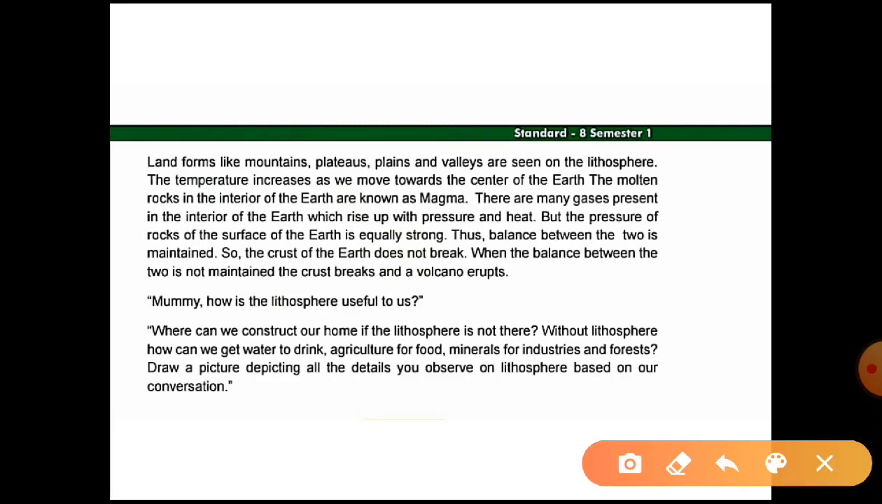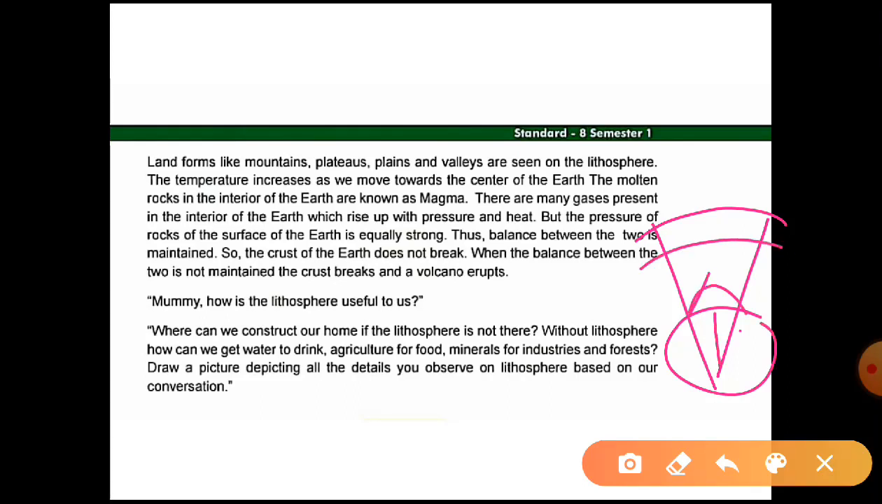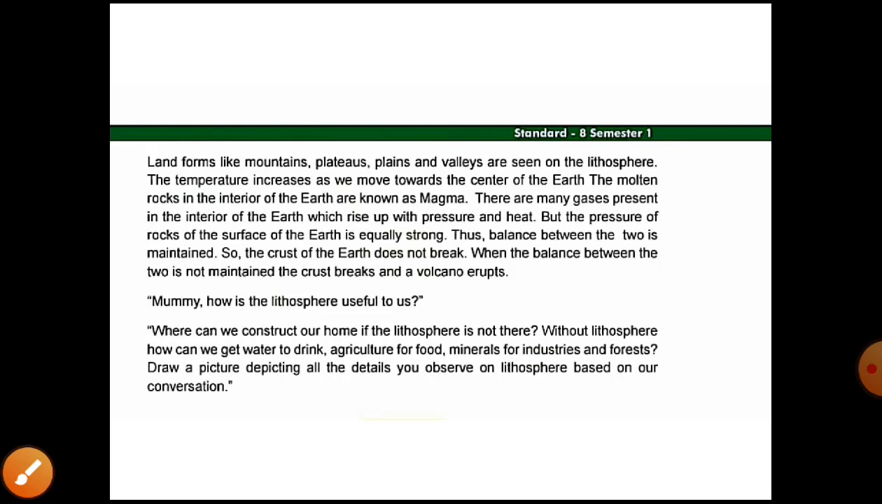So sometimes we can see volcanic eruptions at some places. Why? Because there is no balance maintained between the crust and the magma. They give pressure, and here the crust is not as strong as the magma. So at that place we can see the volcanic eruption.